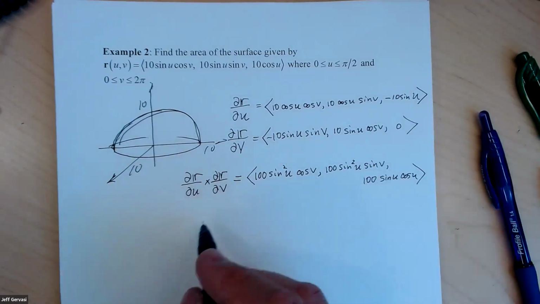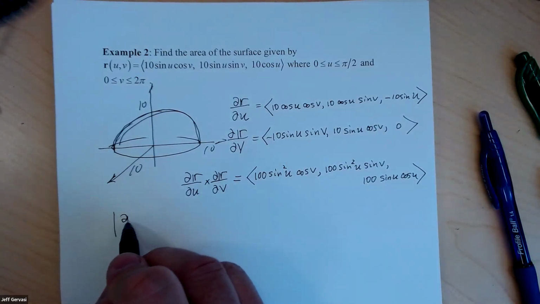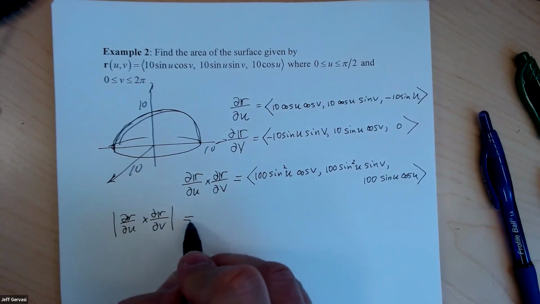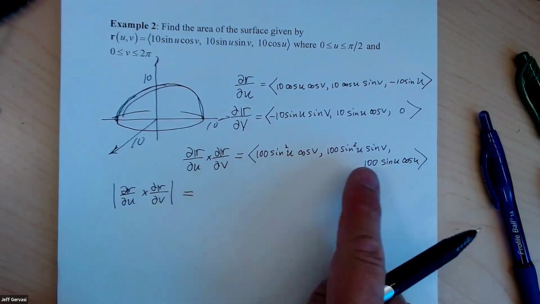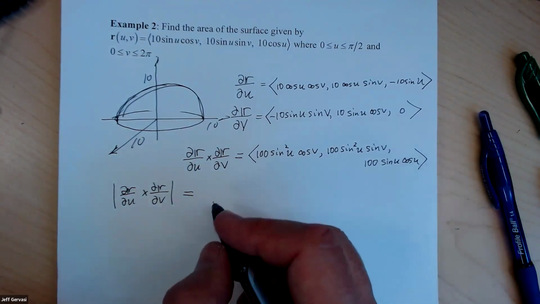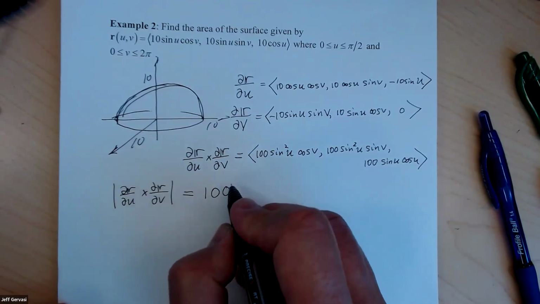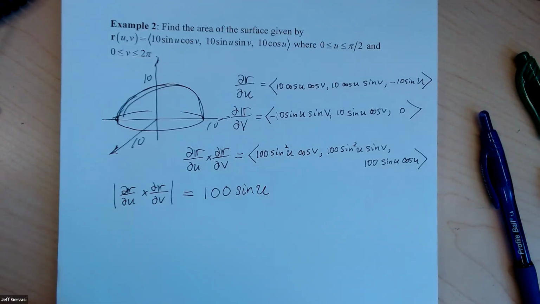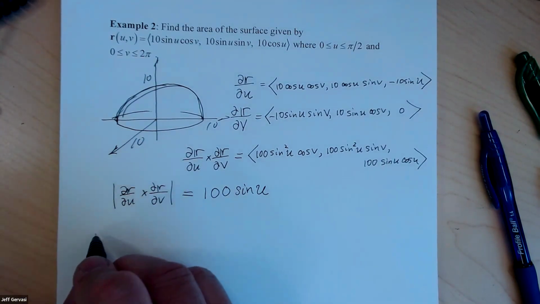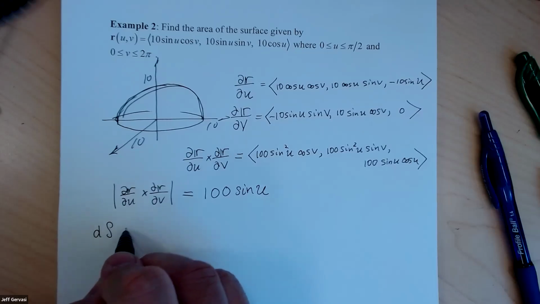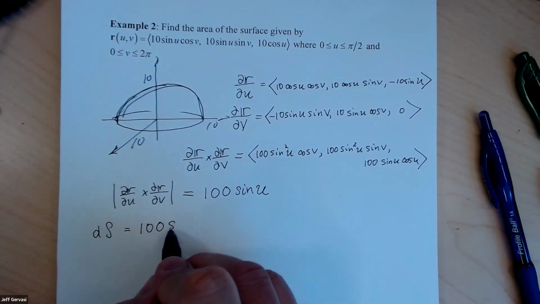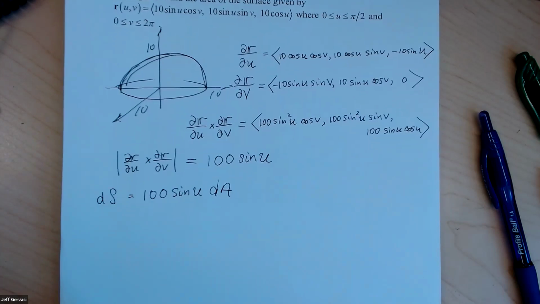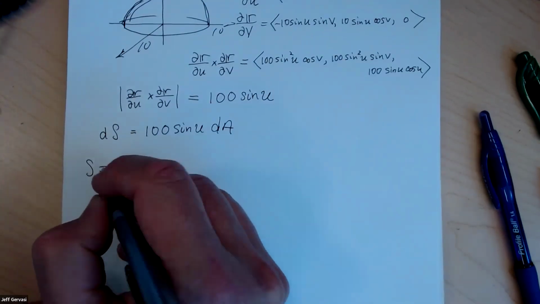Then I need the magnitude of this. So I want to square all three components, add them together, and take the principal square root. And when all the dust settles, I'll wind up with this quantity, which you can verify. So this, then, my differential element of surface area, becomes this.